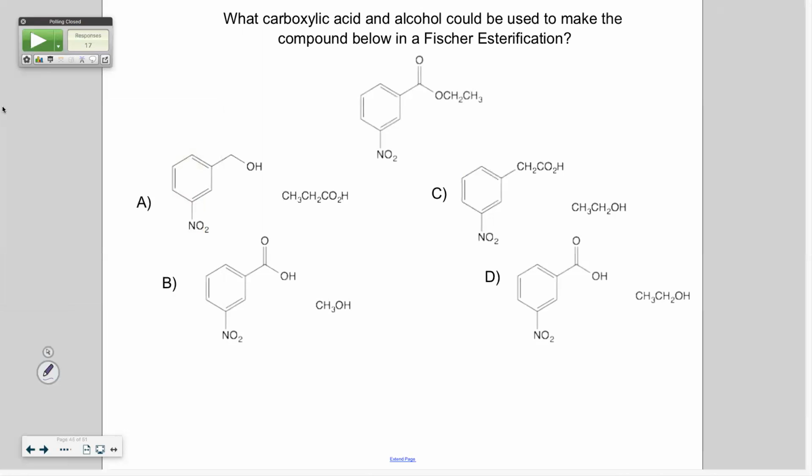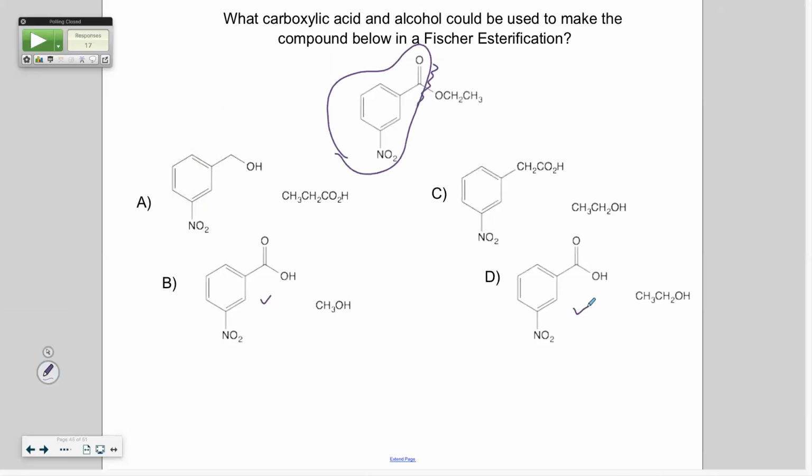So where do you bust the molecule in half? Right here. Okay, so this side, because it has the carbonyl in it, is going to become the carboxylic acid. Okay, which ones have the correct carboxylic acid? B and D have the correct carboxylic acid. Okay, what's wrong with A? We didn't even have the carboxylic acid. It's screwed up. Okay, what's wrong with C?